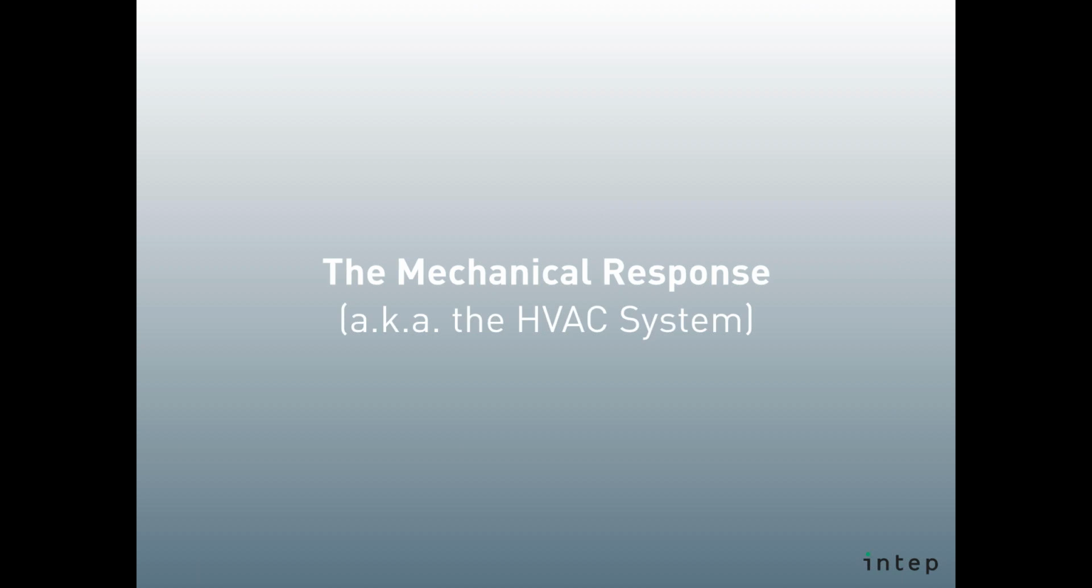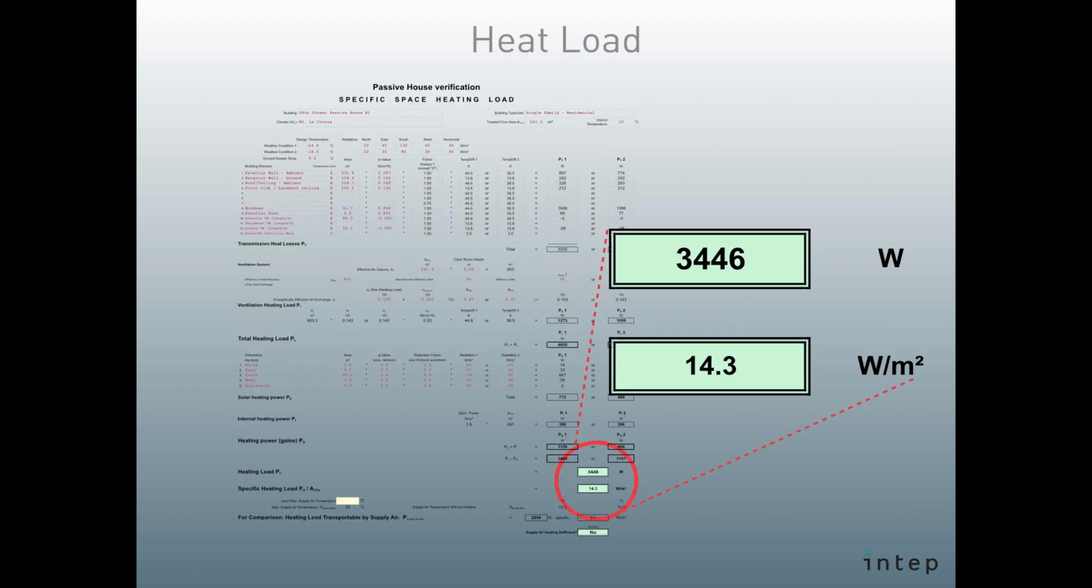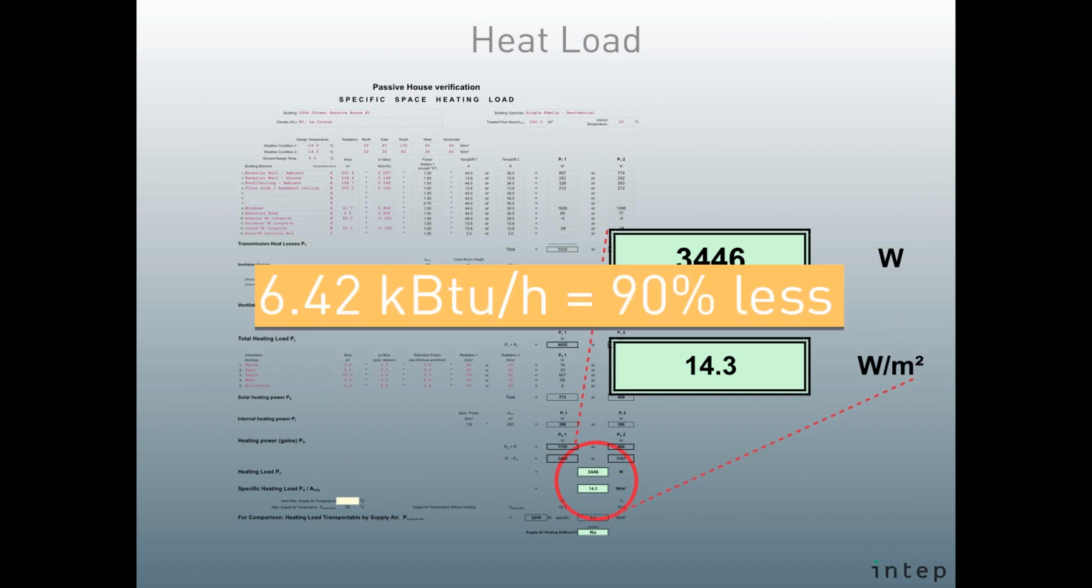We need a mechanical response, something that can make up the rest, because a passive house, just like any other structure, still has some heat demand and maybe even some cooling. So in the energy model, we also receive an output for that. In this particular case, we have a heat load of about 3.4 kW or 14 watts per square meter. And that translates to 6.4 kBTU an hour.